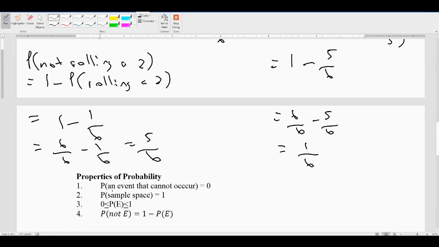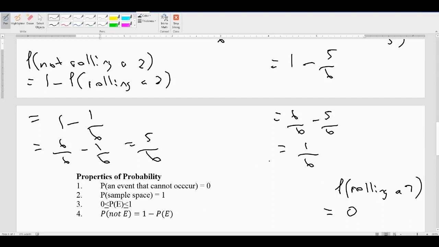Because, let's take this first example, the probability of an event that cannot occur. If I were to ask you, for this die example, the probability of rolling a 7, well, can you roll a 7 with a single die? No. Since you can't, the answer is 0. So that's not possible. If that ever happens, the answer is 0. You don't say not possible, you say 0.